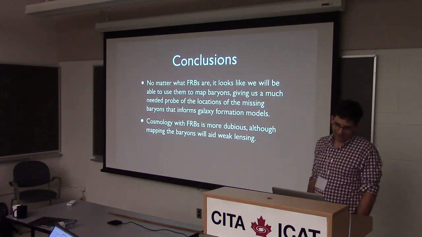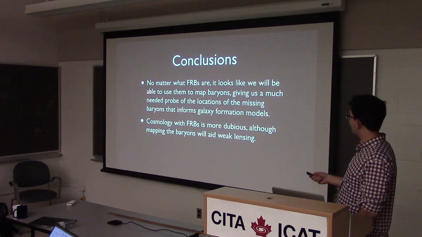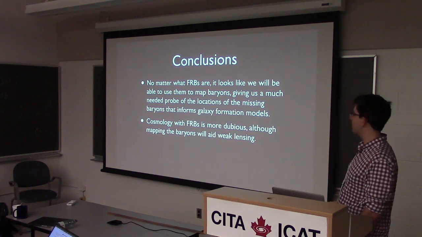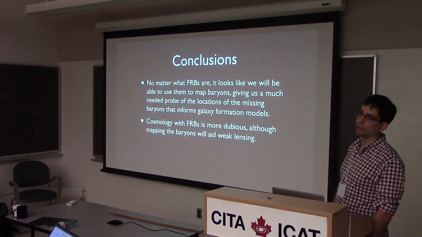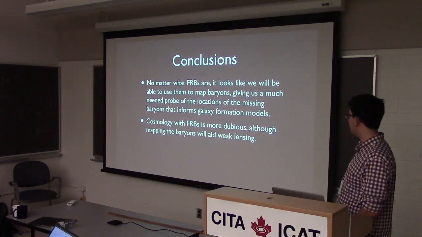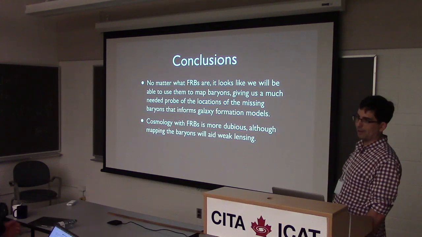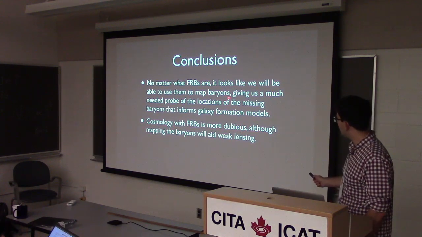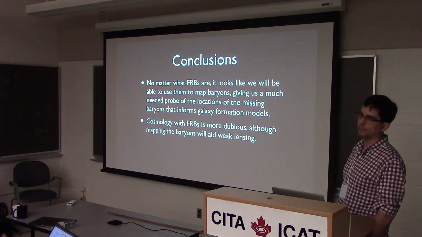Okay. And so my conclusions: I'm pretty optimistic. No matter what FRBs are, I think that once we're able to localize enough of them, we'll be able to use them to map the baryons. This is really interesting. This is an order one question in cosmology and galaxy formation that we haven't answered. Cosmology with FRBs, especially FRBs alone, is going to be really hard, and we're going to have to get lucky. Although, if we know where the baryons are, we're investing a ton in lensing. That's going to be a tremendous help.